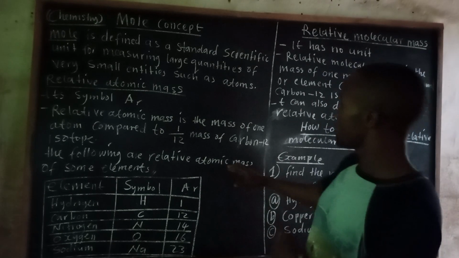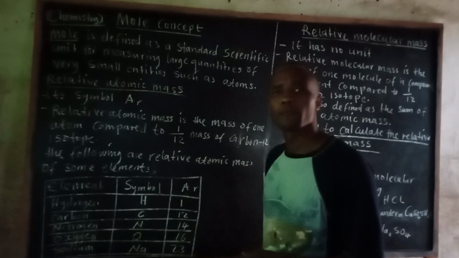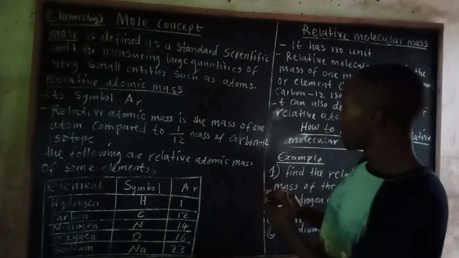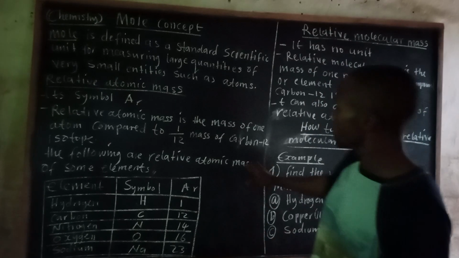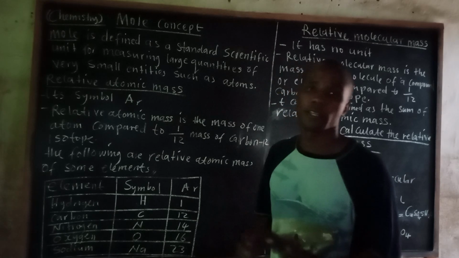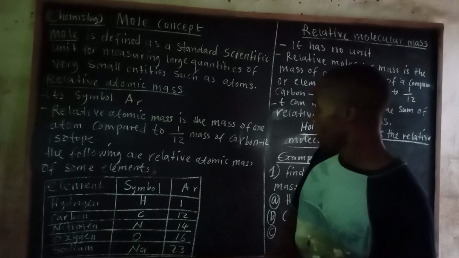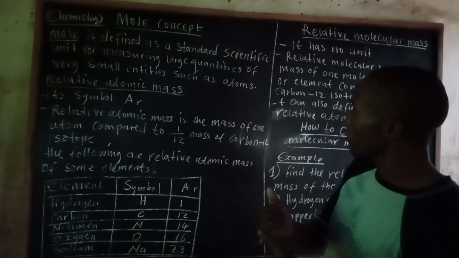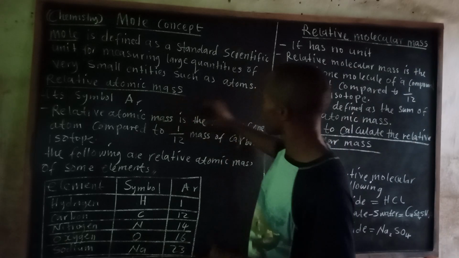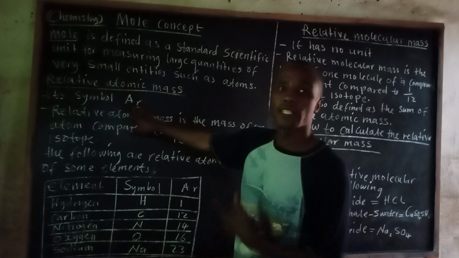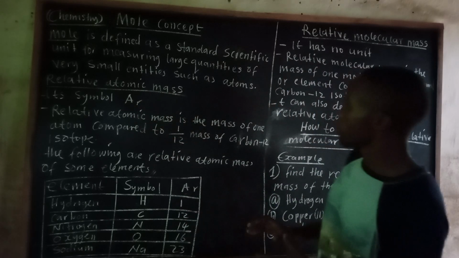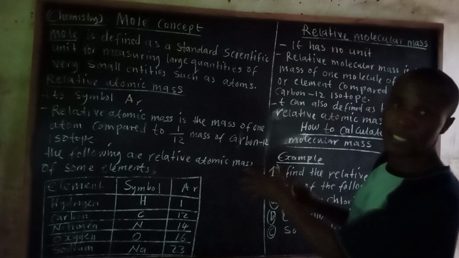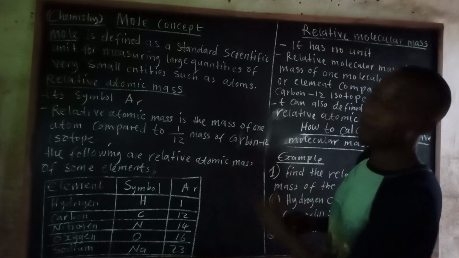But the fact is, if you want to find the relative atomic mass, you don't have to labor much. Instead, you just go directly to the periodic table and pick them, because I've already shown you. So this is all about relative atomic mass. One, you should know that it has no units. The symbol is A small r. These are the most important things that you are supposed to master under relative atomic mass.